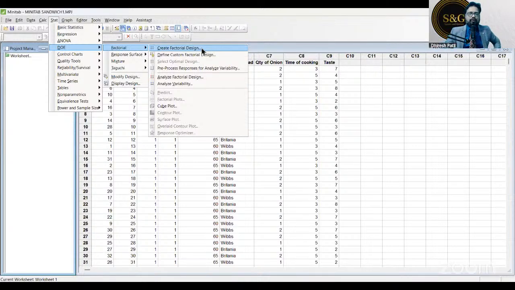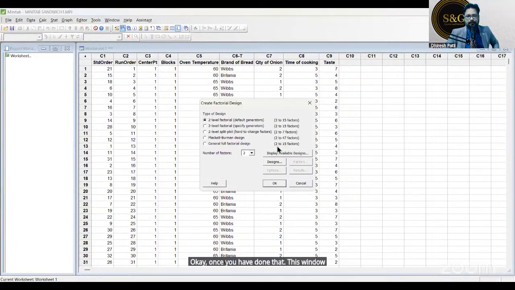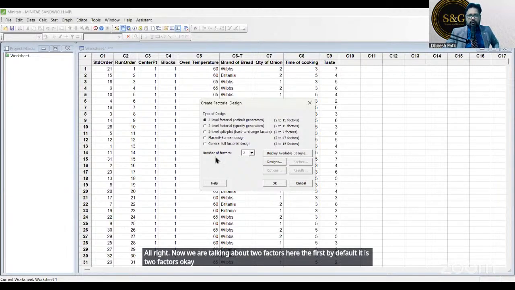Stat, DOE, factorial, create factorial design. Okay. Once you have done that, this window will appear. All right. Now we are talking about 2 factors here. The first, by default, it is 2 factors. Okay. So number of factors here.